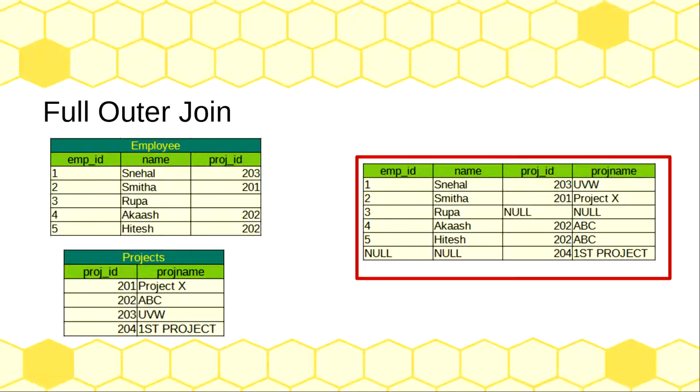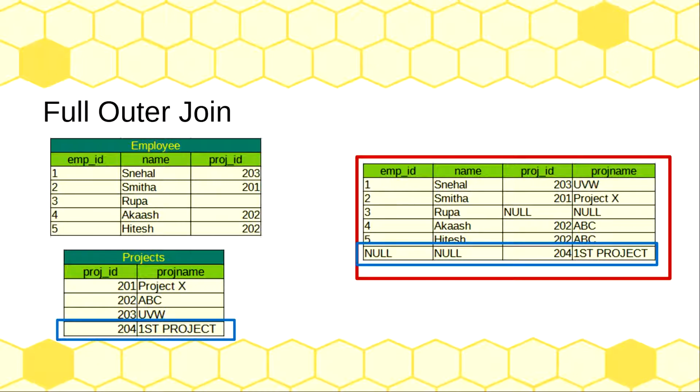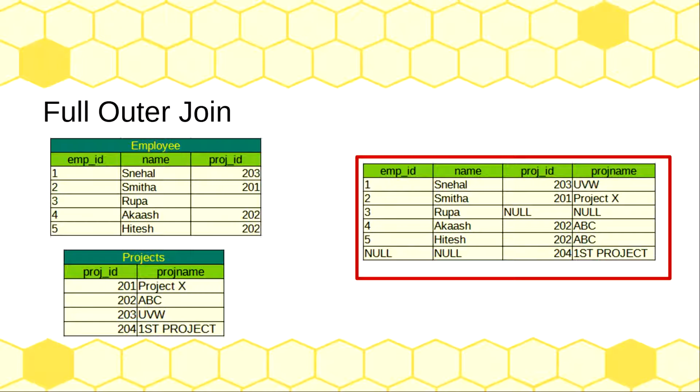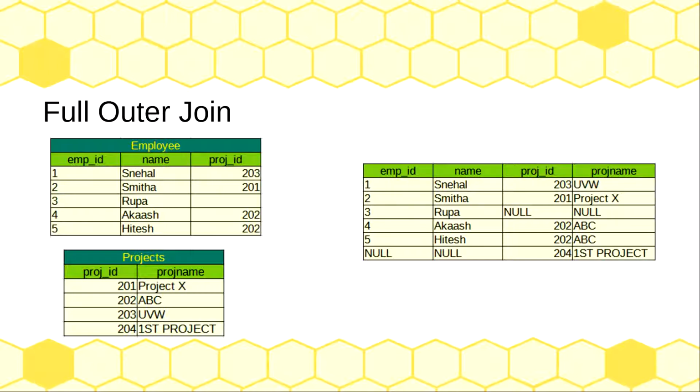In this output, we can see that there are certain employees for whom a project ID is not assigned, and there are certain projects for which an employee name is not assigned. But still, all of these records can be seen in our output. In real-world datasets, full outer joins can give a very large output and should be used wisely.